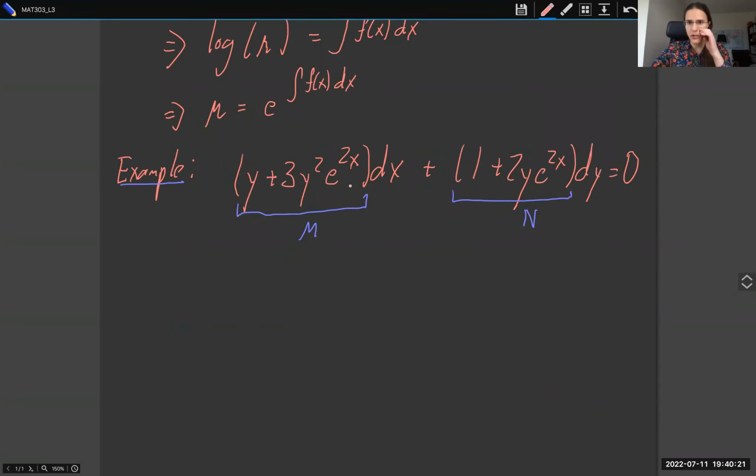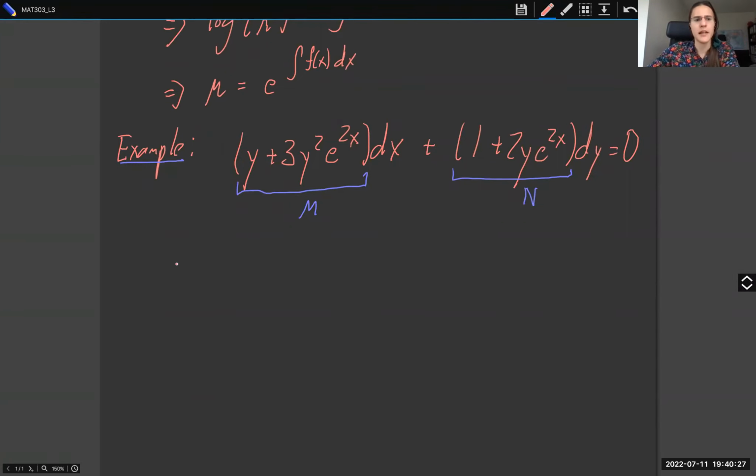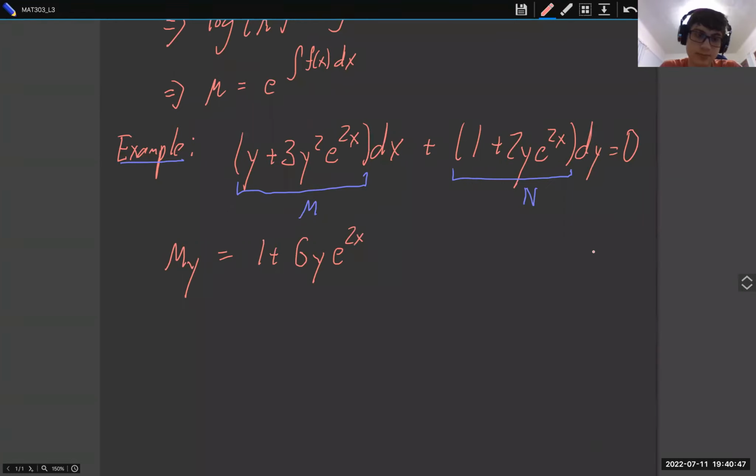Okay, so the first thing that we do is we check for exactness. We need to compute the partial derivatives. So we do the opposite thing. So m, the thing on x, gets the y derivative. And what's that? One plus 6e to the 2x times y. Yeah, good. Okay, and then we take n, and we take the opposite derivative of it. So we take the x derivative, and what do we get? 4y e to the 2x. Good.